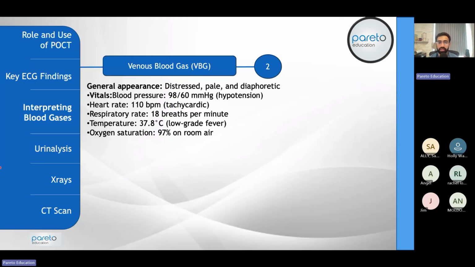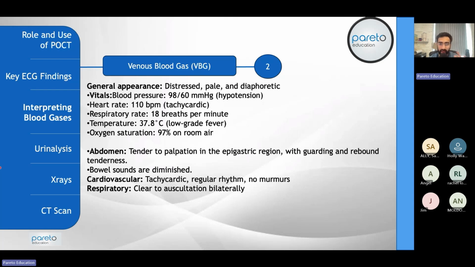On examination, she's distressed, she's pale, and her vitals show that she's got a low blood pressure, a high heart rate, a low-grade fever, and also oxygen saturations of 97, which is fine. But when you examine her, you find that she's very tender in the epigastric region with guarding and rebound tenderness. Her bowel sounds are pretty diminished, and cardiovascular system, she's tachycardic, regular rhythm with no murmurs, and she is clear to auscultation bilaterally.